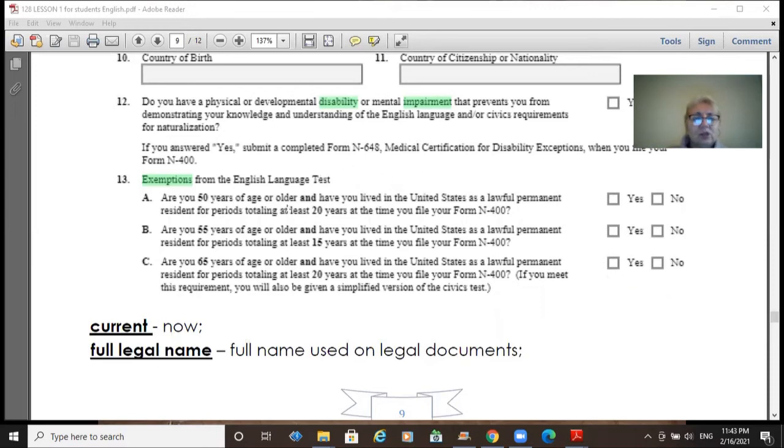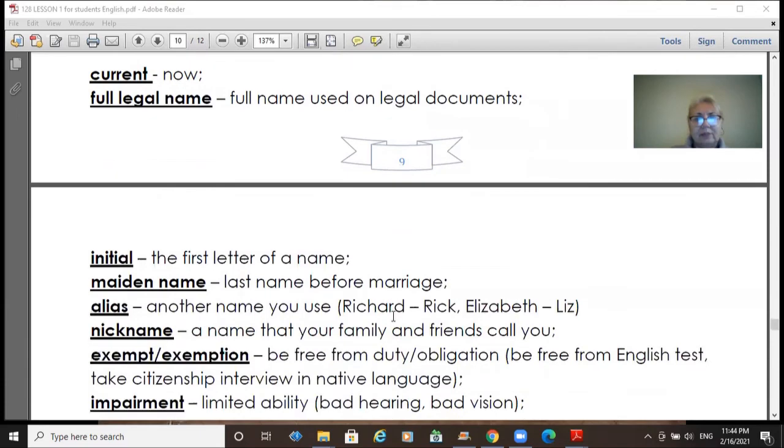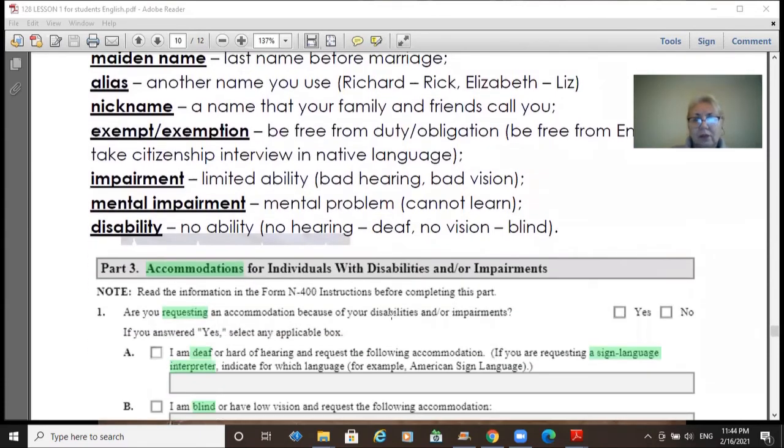You can bring an interpreter with you to the interview, and or immigration services can provide their own interpreter, and you will be asked questions in your native language. All right. So if you marked yes, you belong to one of these categories, you can bring an interpreter with you to the interview. Now pay attention to the words that I provided below the picture of the part that we just looked at.